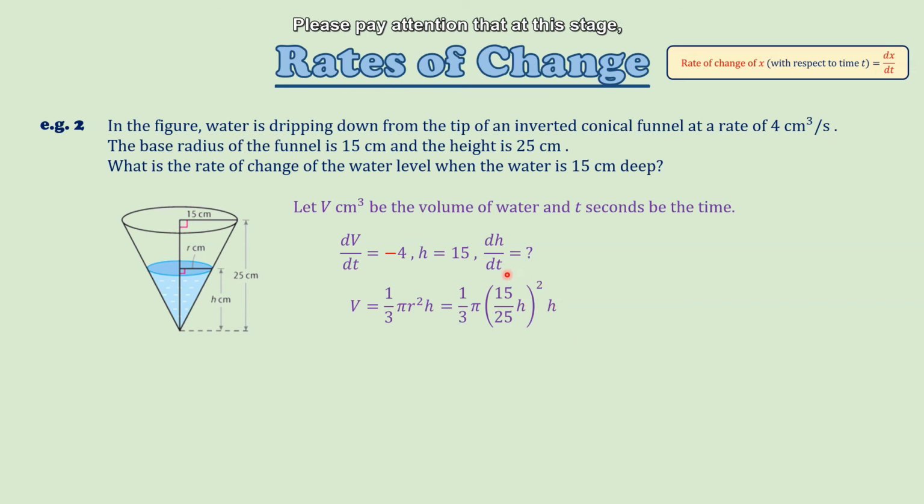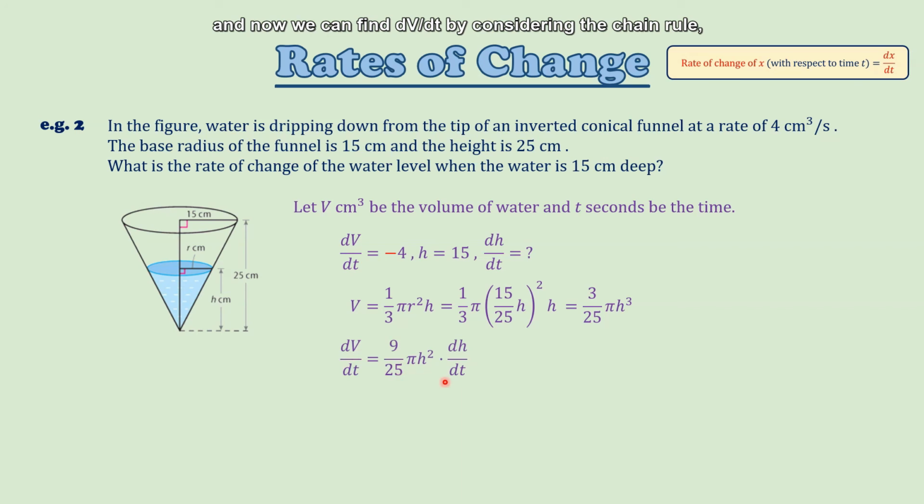Please pay attention that at this stage, we should not substitute any number into the formula, because we are going to do differentiation. If we do substitution before we do differentiation, then we already assume that this is a constant, but actually it is not, it is a variable, it is changing. So we must do substitution after we do differentiation. Now we already obtained a formula in terms of V and H, and now we can find dV/dt by considering the chain rule, and it is the result.